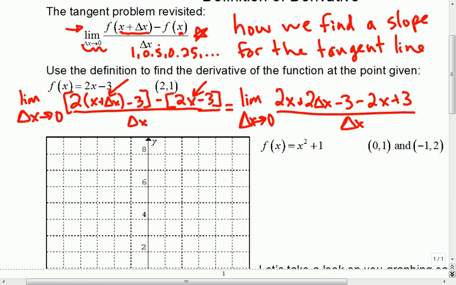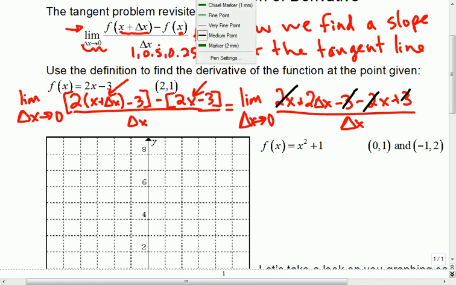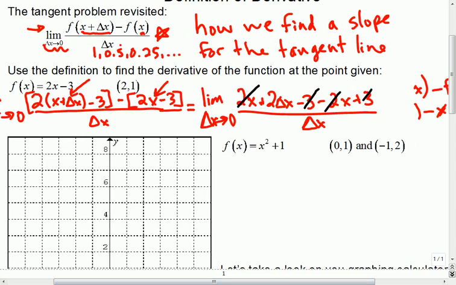So what happens if I collect up the like terms? Well, 2x is going to cancel out, and 3 is going to cancel out. So what I end up with is 2 delta x over delta x, which is 2. Okay. So even though that limit goes to 0, it's going to be one of those removable discontinuities, one of those problems that goes away from the algebra.